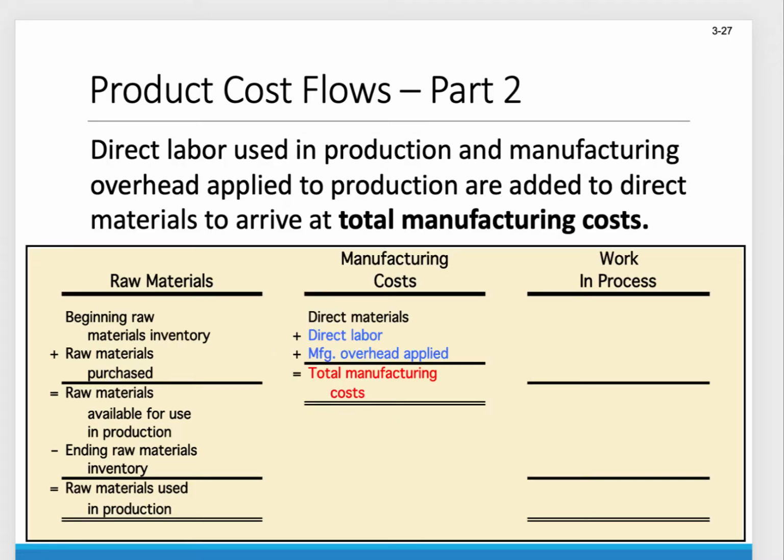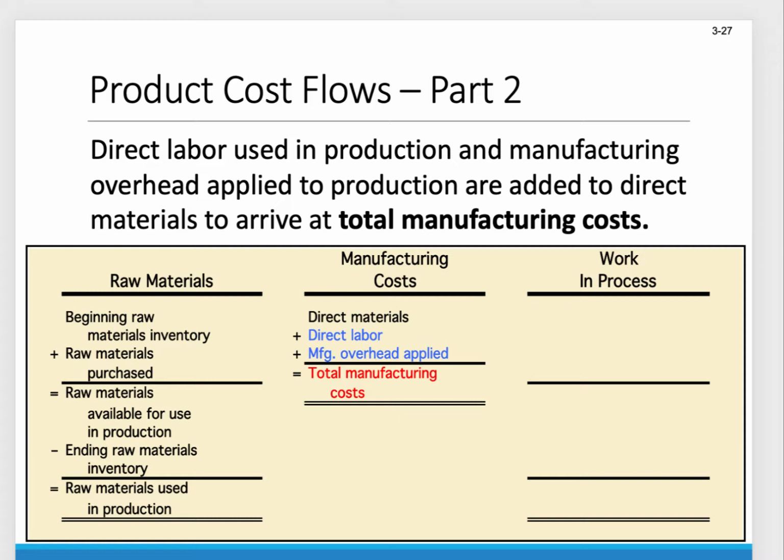Okay, then once we calculated our raw materials that were used in production, or the direct materials that were used in production, we then add direct labor, we add our manufacturing overhead. That equals our total manufacturing cost. That makes sense, right? Because think about back in chapter 2, direct materials, direct labor, manufacturing overhead. Here's our total manufacturing cost. Nothing new, we've already done this, right? Or our total product cost. Okay?